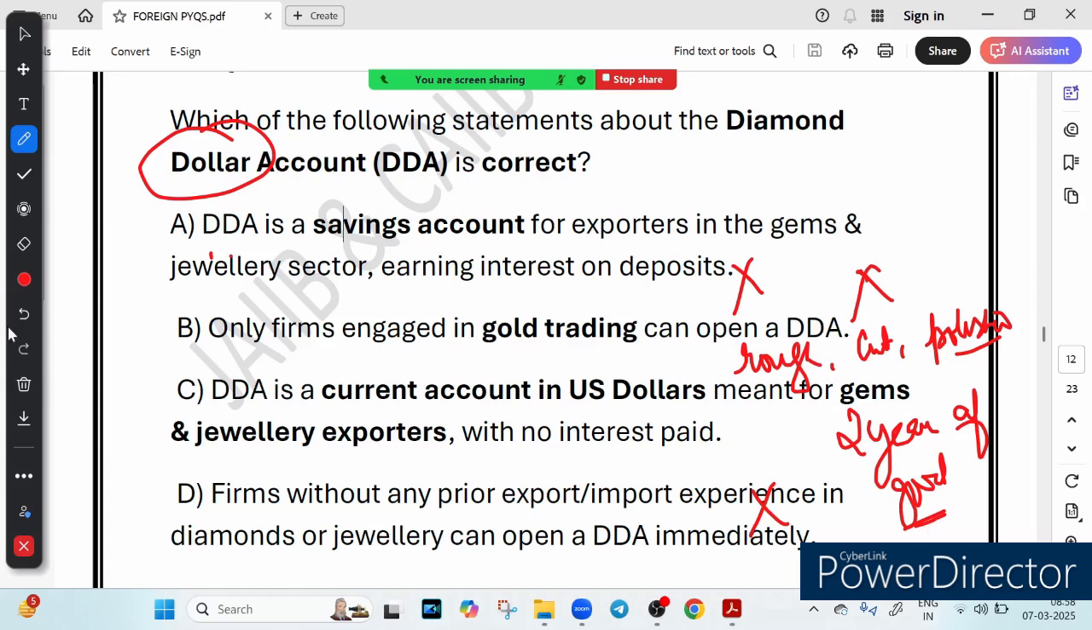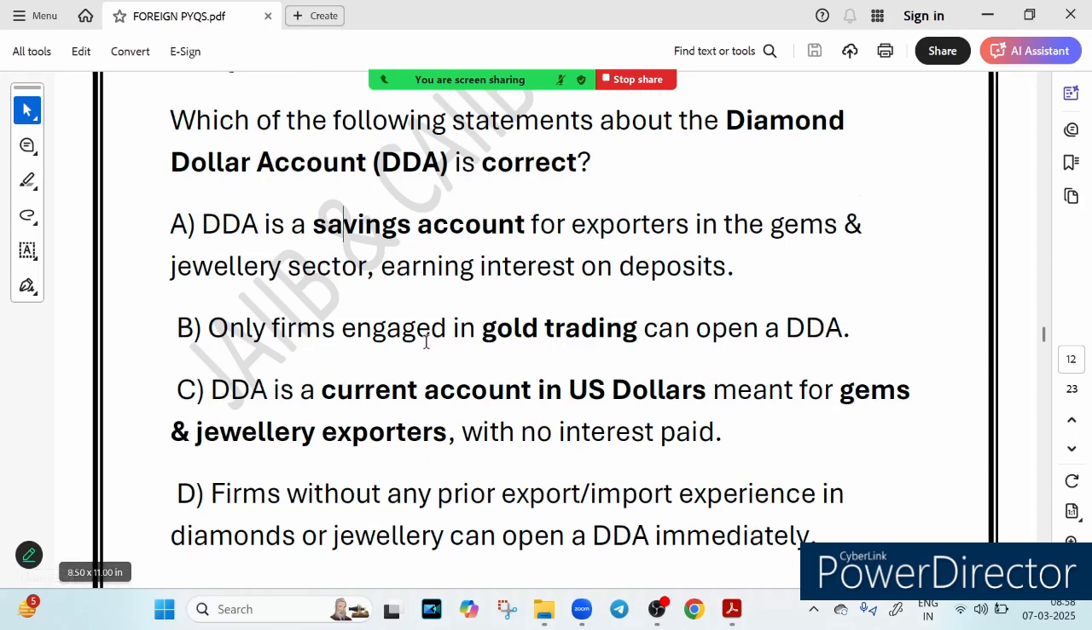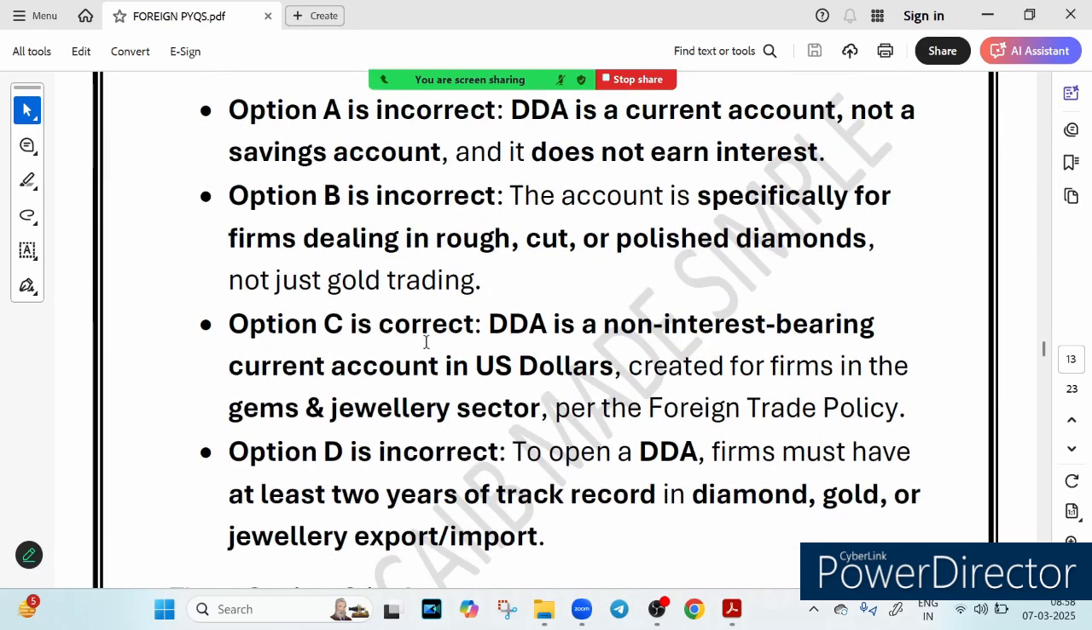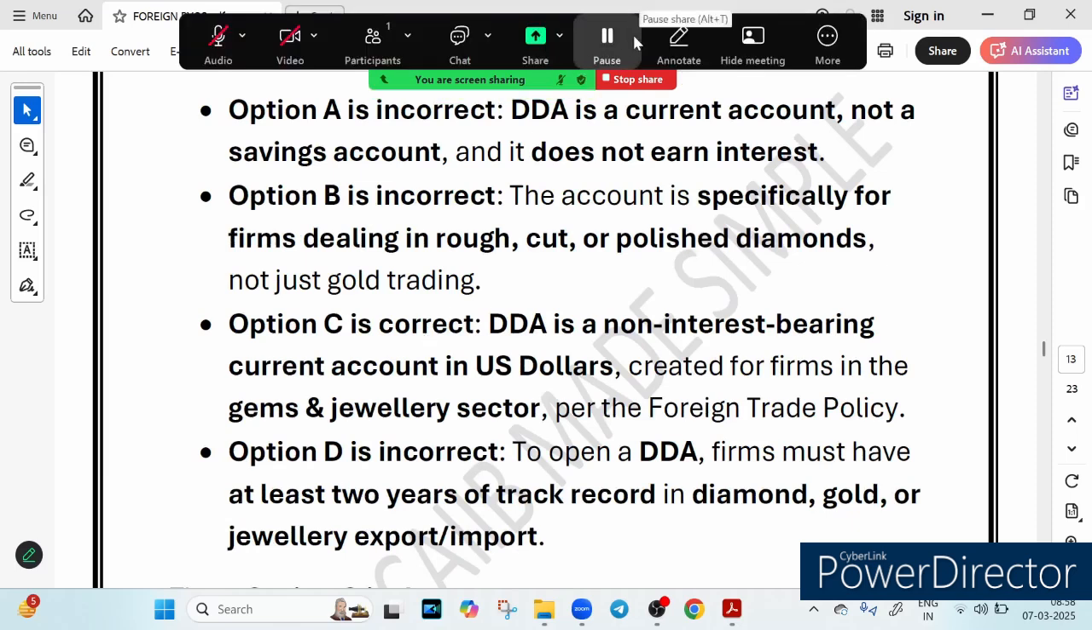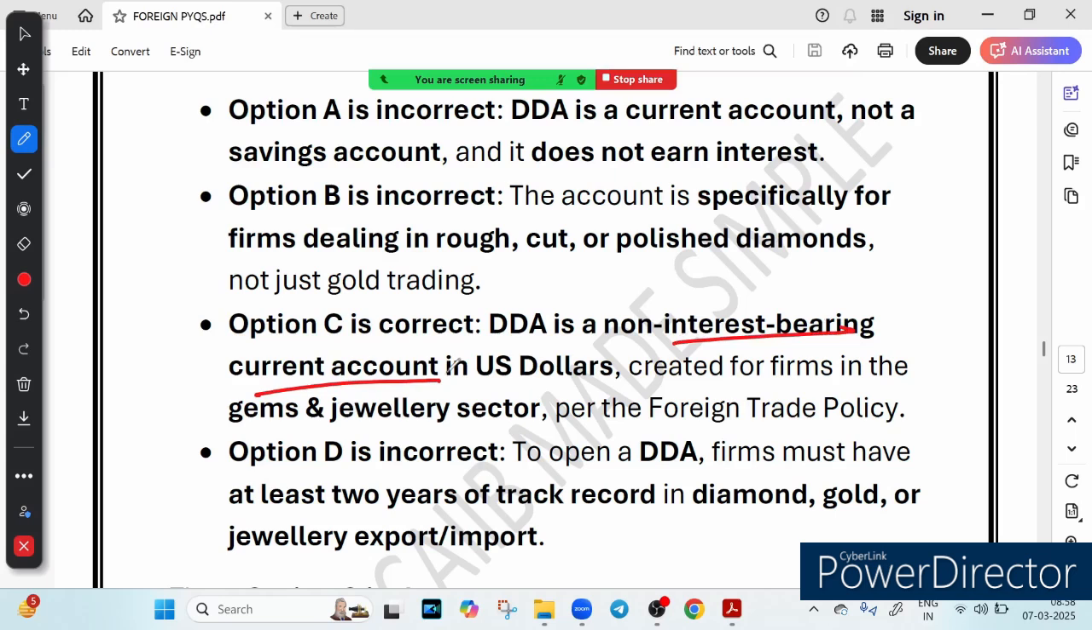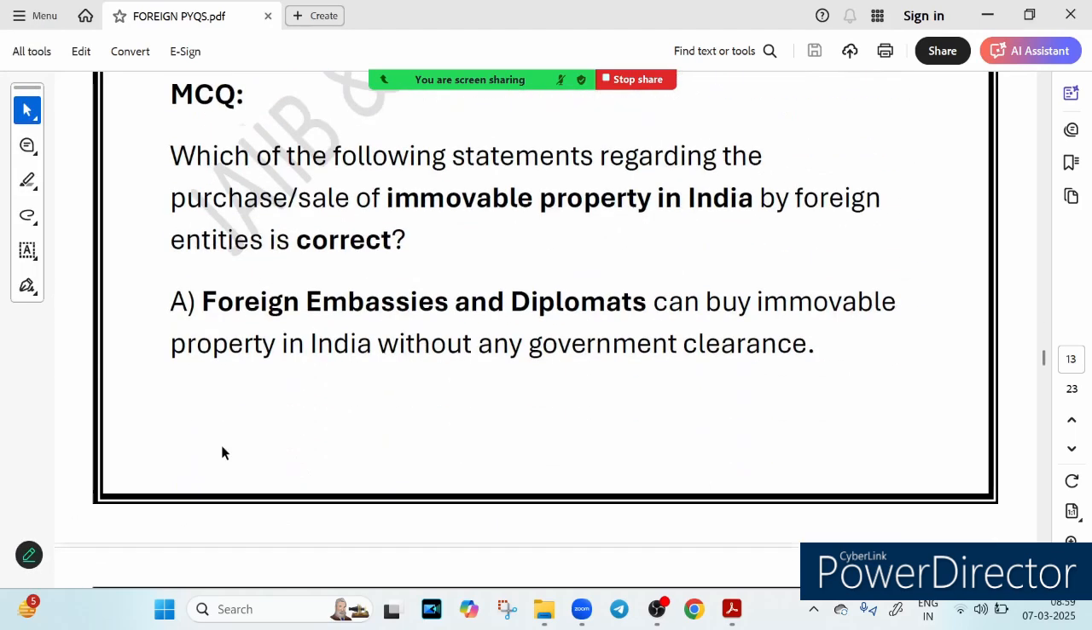Right? So let's summarize once more. Let's summarize the points which we have learned in this question. The first point is that DDA is a non-interest-bearing current account in US dollars. It is available to exporters dealing in diamond and precious metal jewelry who meet eligibility criteria like having at least 2 years of export-import experience. And DDA helps exporters avoid currency conversion cost by allowing direct dollar transactions. So currency conversion cost gets reduced. That is the main advantage of DDA. So now let's see the next question.